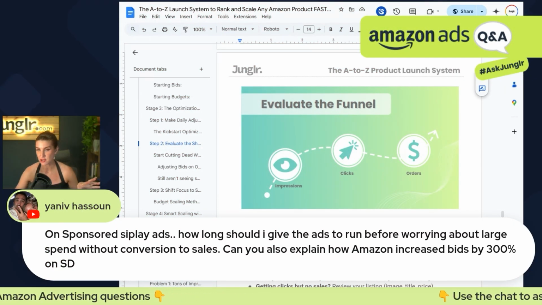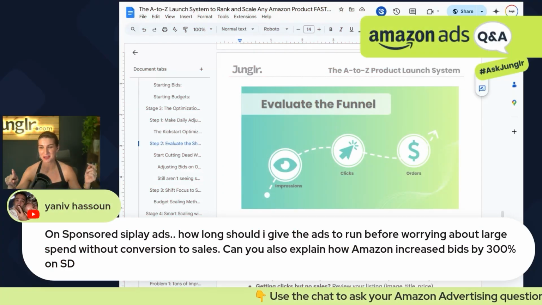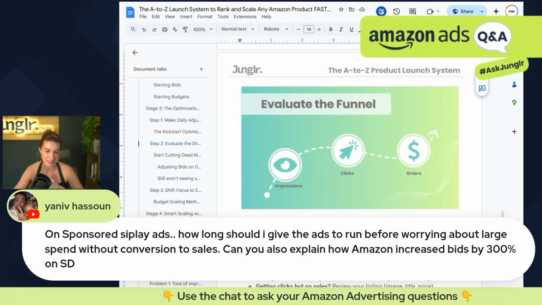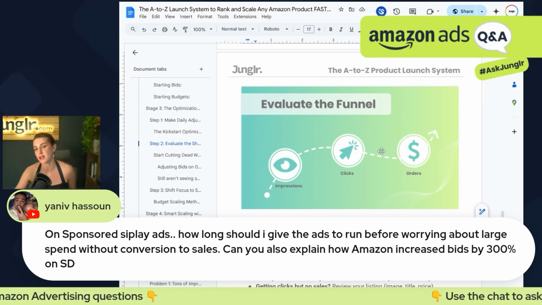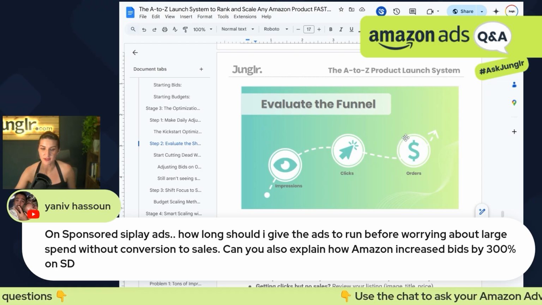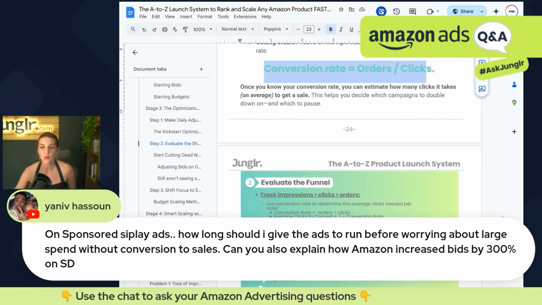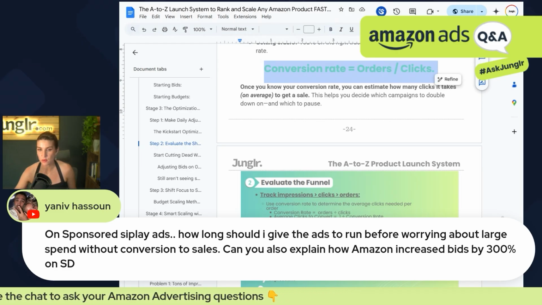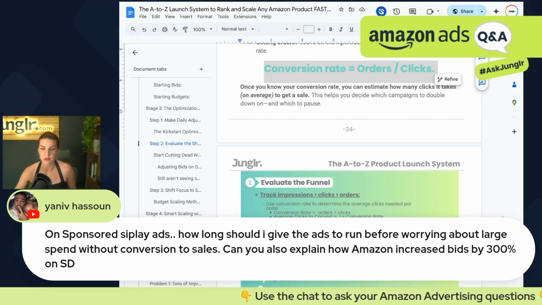So what you'll actually want to do is make sure that you have low enough bids. You touched on the 300% increase. Yes, that is a thing. Sometimes if you put in high bids, they can get really crazy high. You definitely want to make sure you're not hurting yourself when it comes to orders. Really, when you focus in on it, you want to calculate your conversion rate, which is your orders divided by clicks. That's going to give you how many clicks on average it takes to convert to an order.